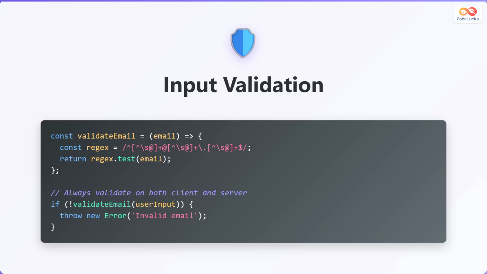Validating user input is another critical security measure. Always validate the format and content of data entered by users to prevent unexpected behavior and potential exploits. This example shows how to validate an email address using a regular expression. Implement input validation on both the client side for immediate feedback to the user and on the server side for robust security. Never trust user input. Always validate.